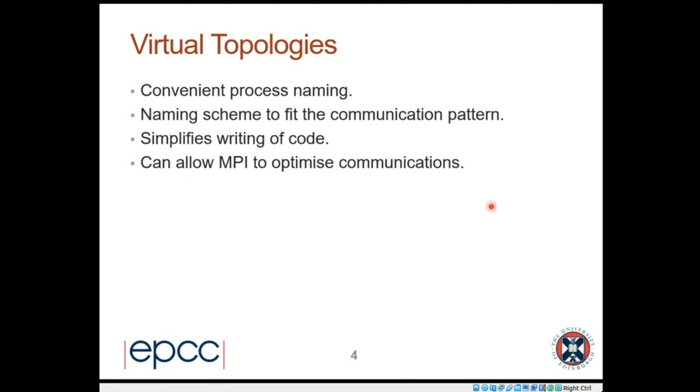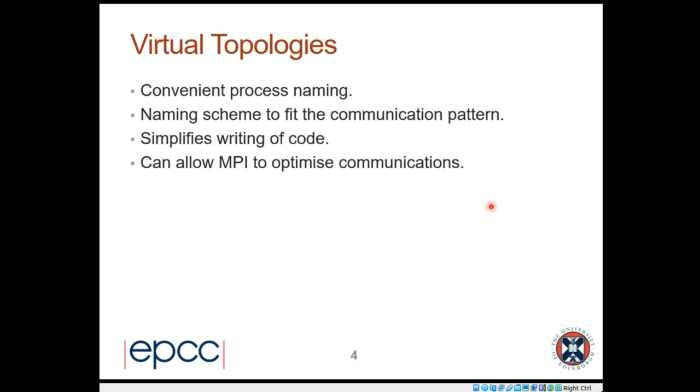And when you do that, it starts to get tricky to work out who your neighbors are. The bookkeeping and such like becomes tricky. Also, you may think of your process as being in a 3D grid, but MPI doesn't know that. MPI_COMM_WORLD is just a bunch of processes numbered 0 to n minus 1 with no structure.